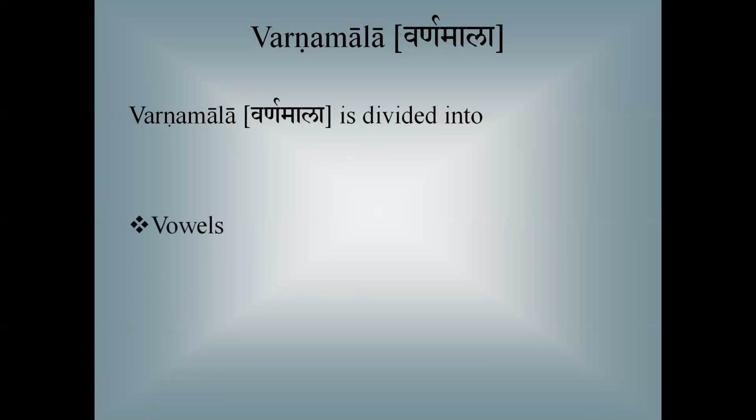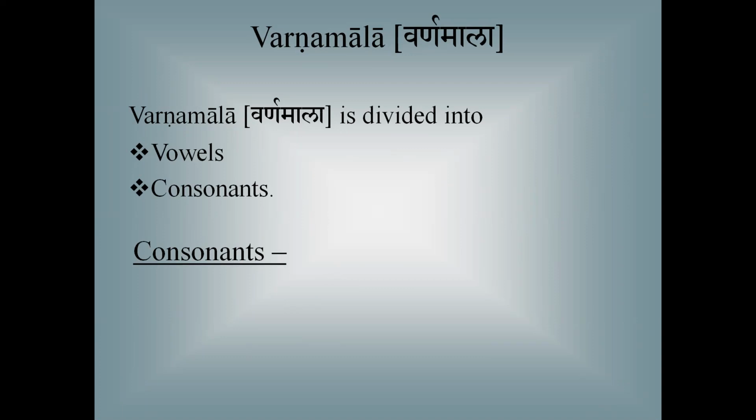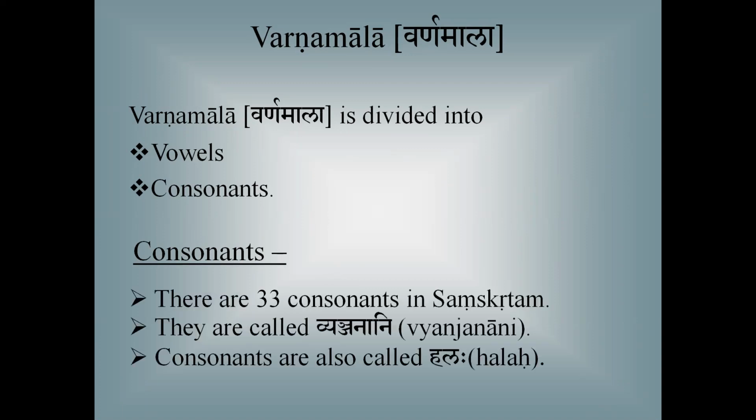So it is divided into, we saw, distinctly vowels and consonants. Not like English alphabets, the vowels are scattered among the consonants. The classification is distinctly seen. Vowels and consonants, and 13 vowels. And consonants, there are 33 consonants.